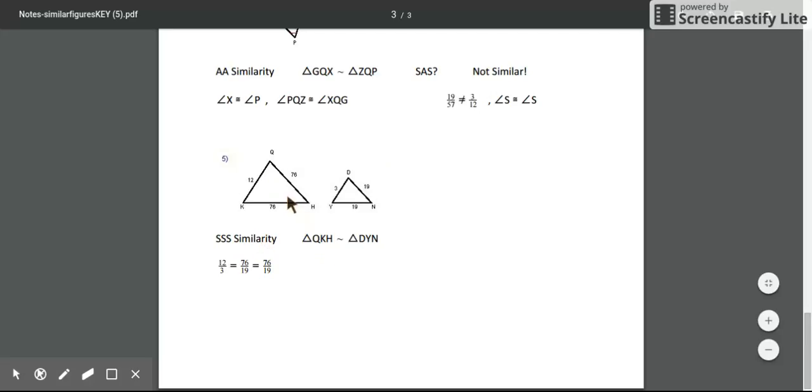So if I name the first triangle QKH, I just got to make sure and line up corresponding parts in the same order. What corresponds with Q is D, what corresponds with K is Y, and what corresponds with H is N. So I need to name that second triangle, triangle DYN, and I can complete the similarity statement.